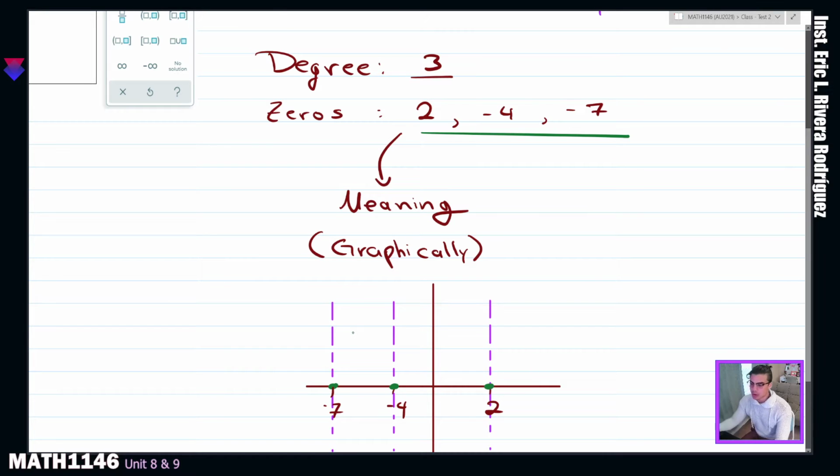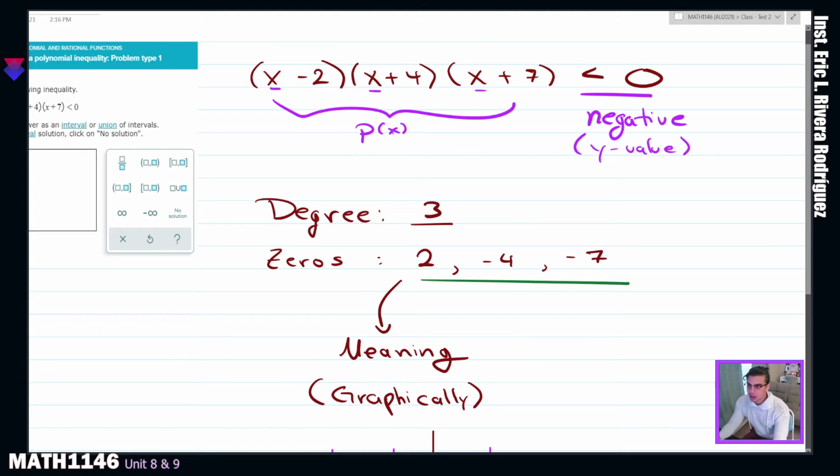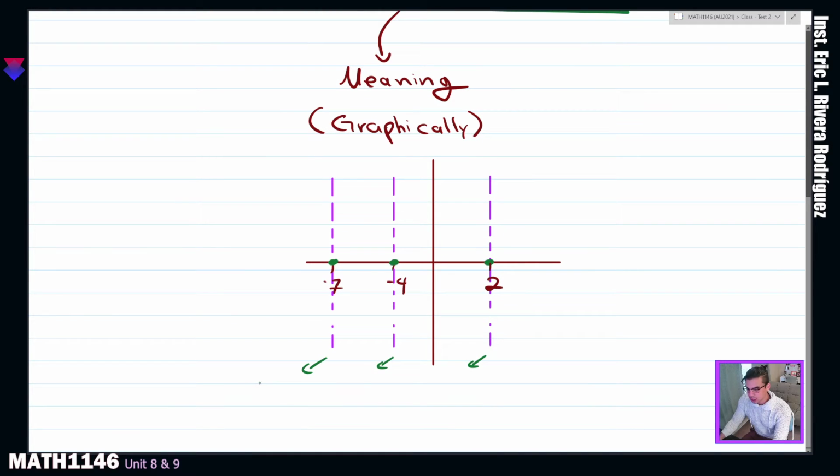Let's focus on what is the behavior of this x-intercept when we are talking about the graph. What is the behavior? We are seeing here that each of these factors has an exponent of 1. When there's nothing there, the exponent is 1. Hence, its multiplicity is odd. So the behavior for all of this is that the graph will cross the x-axis, right?